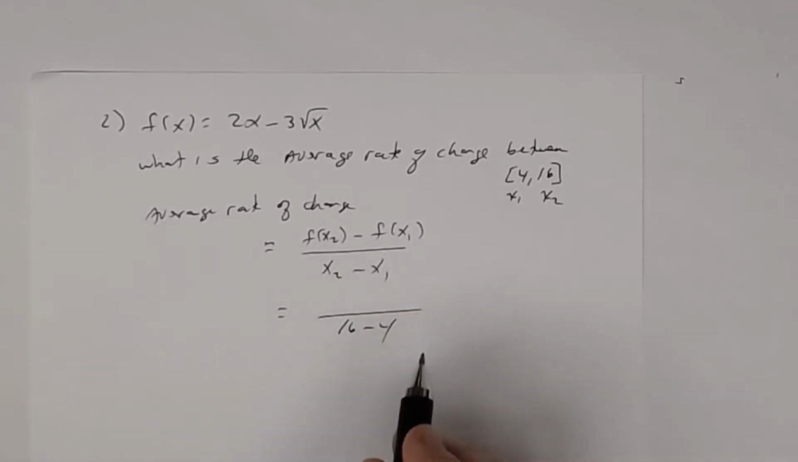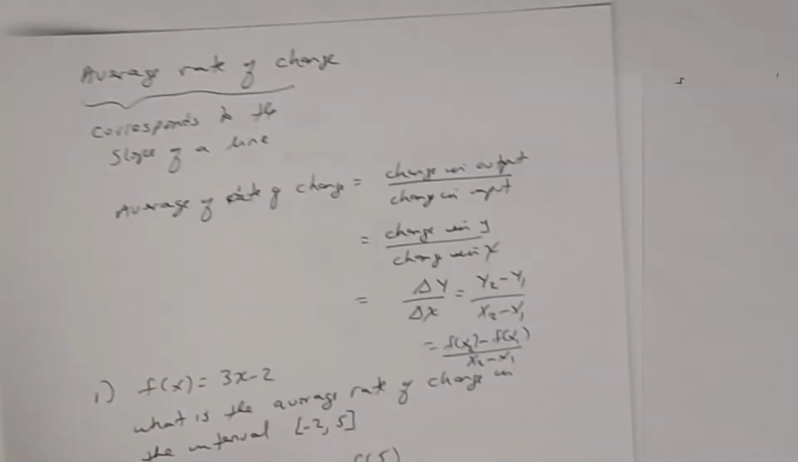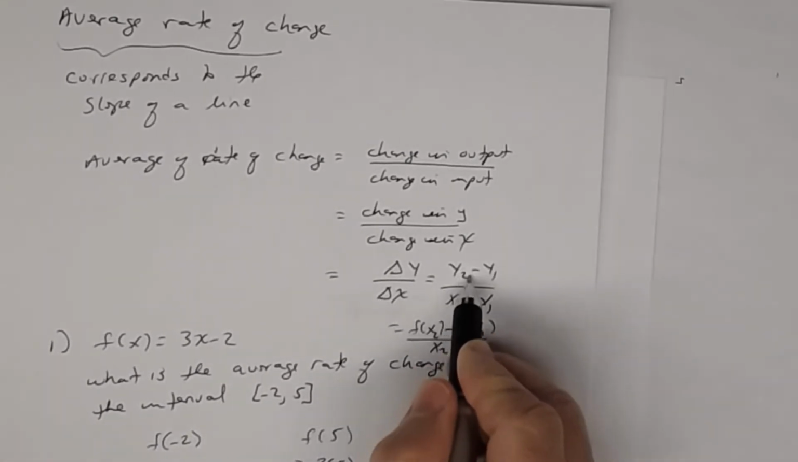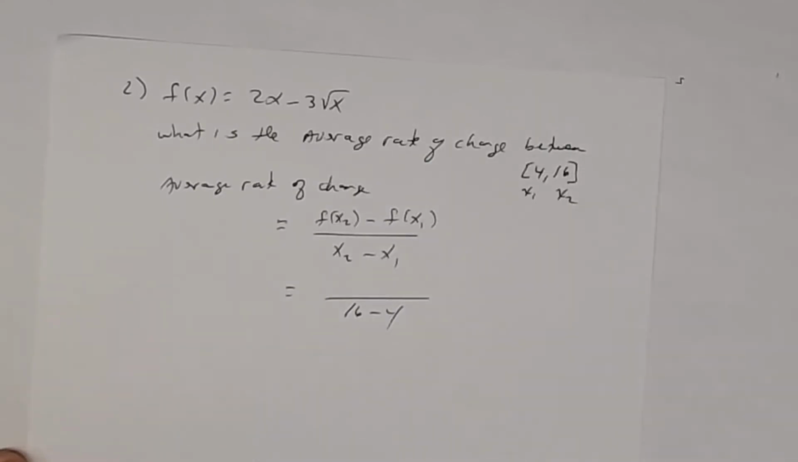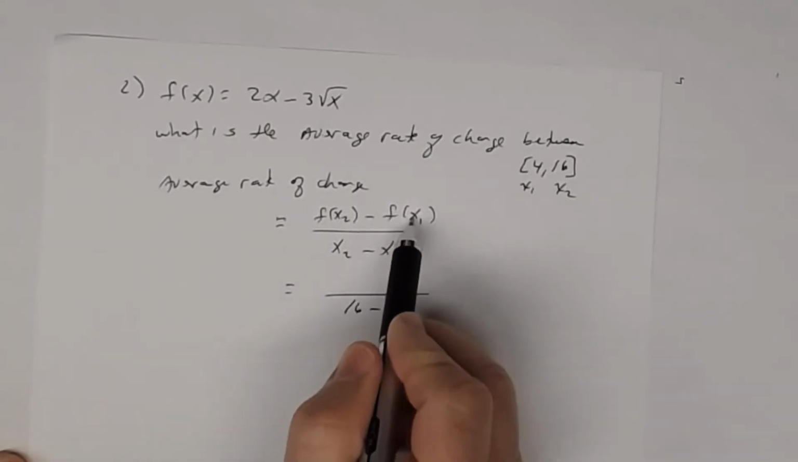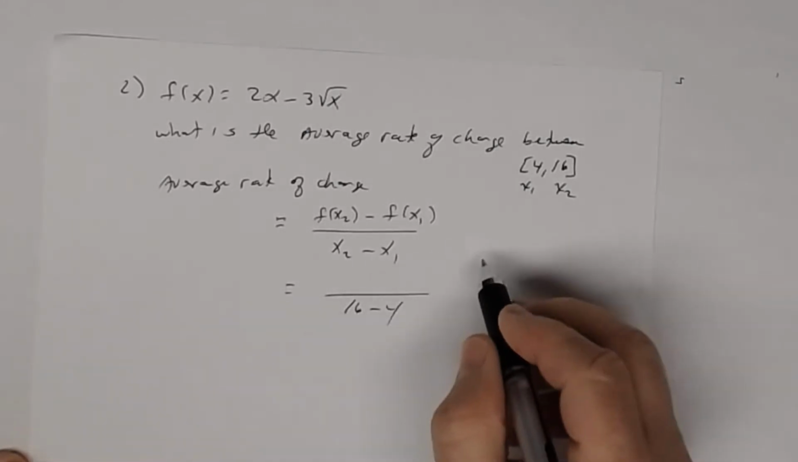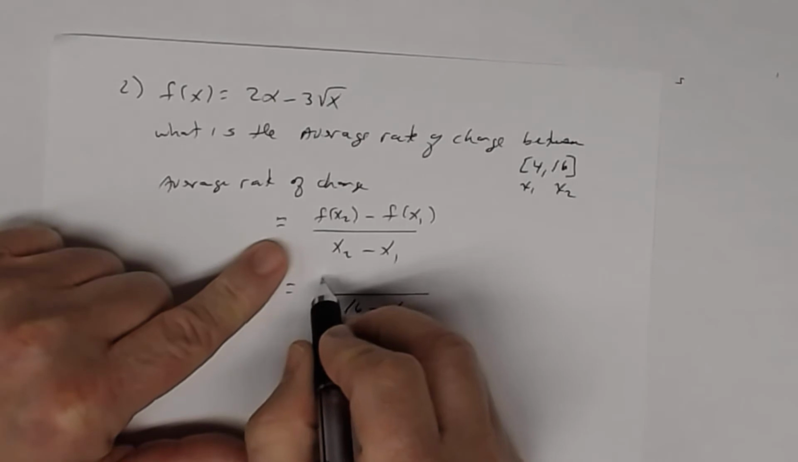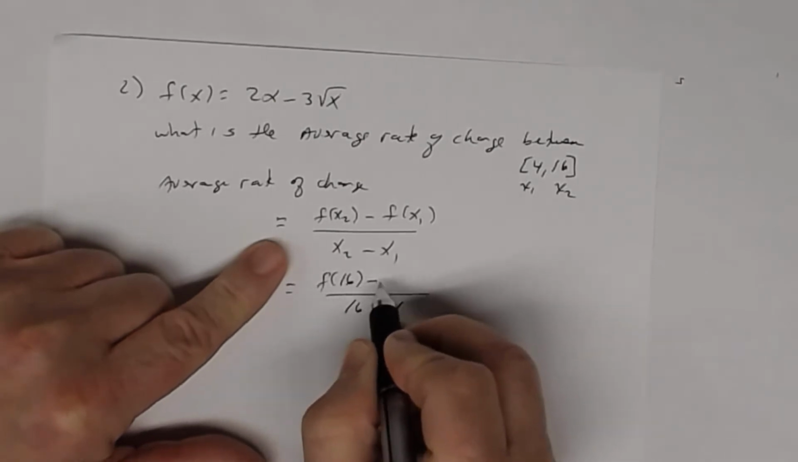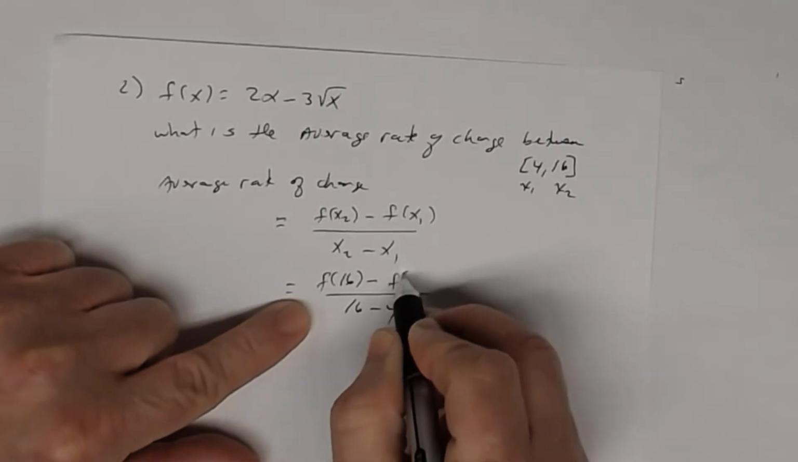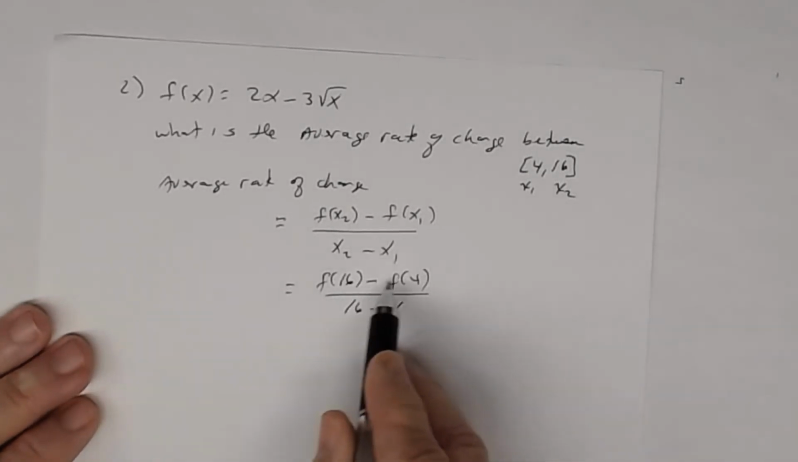And so to find the numerator, I got to find those y values. So remember, slope is y2 minus y1 divided by x2 minus x1. So I got to find those y values. Well, those y values could be found by finding f of x2 and then f of x1. So x2 here corresponds to 16, so I got to find f of 16. And then once I find f of 16, I'm going to subtract, this is 4, right? I'm going to subtract f of 4. So let's go ahead and do the work for the numerator.